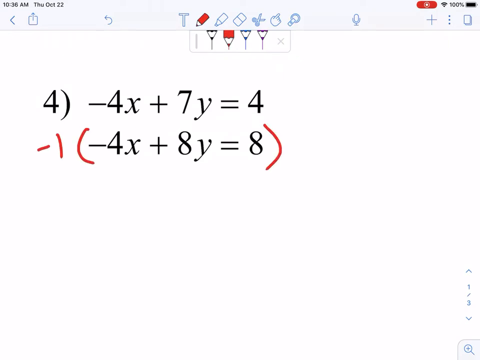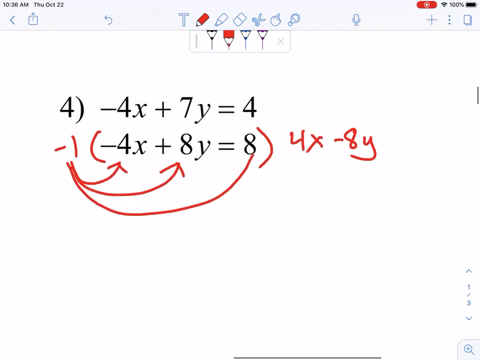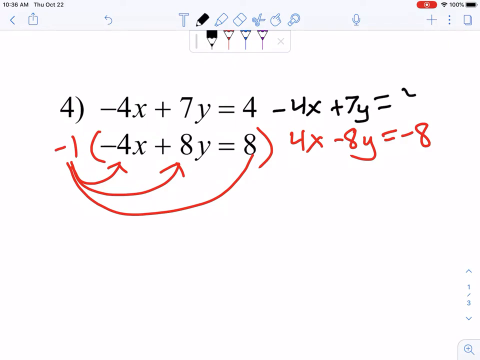I'm going to multiply a negative 1 to everything. So negative 1 times negative 4 is positive 4x. Negative 1 times positive 8y is negative 8y. And negative 1 times 8 is negative 8. My top equation, I'm just going to rewrite: negative 4x plus 7y equals 4.